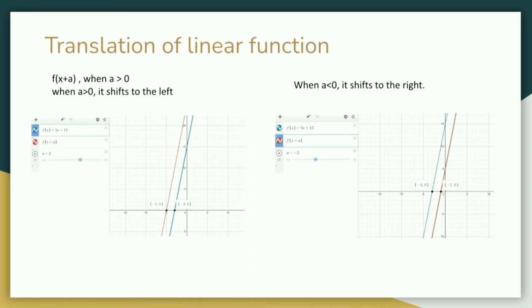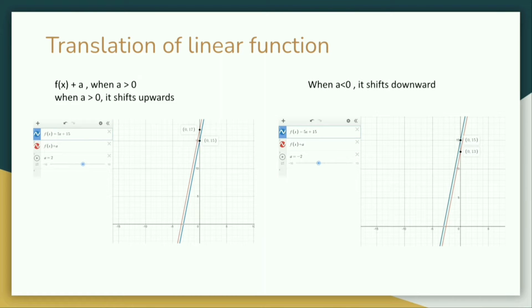Translation of linear function. For f(x plus a), when a is bigger than 0, it shifts to the left. Originally, the blue line represents f(x), and the x-intercept is negative 3, 0. The red line that represents f(x plus a) is shifted 2 units to the left and the x-intercept now becomes negative 5, 0. For f(x plus a), when a is smaller than 0, it shifts to the right. The blue line that represents f(x) has its x-intercept at negative 3, 0. The red line that represents f(x plus a) is shifted 2 units to the right, and now, as we can see, the x-intercept becomes negative 1, 0.